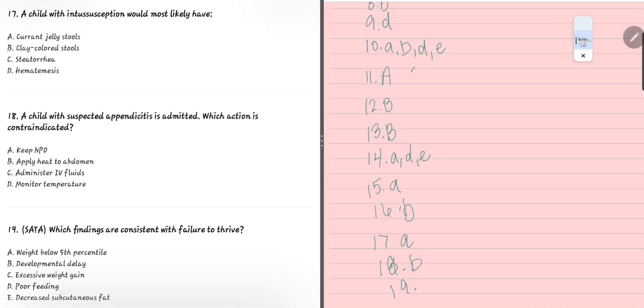Okay. Select all that apply. Which findings are consistent with failure to thrive? Weight below the 5th percentile, developmental delay, excessive weight gain, poor feeding, decreased subcutaneous fat. And I'm going to go with A.